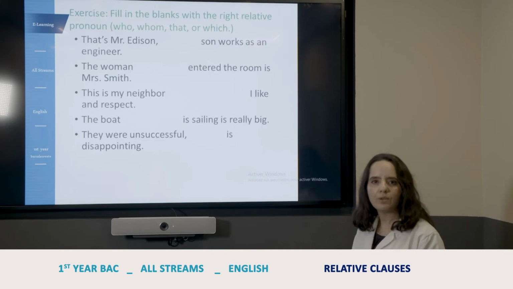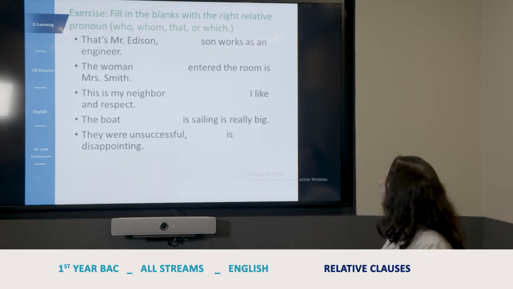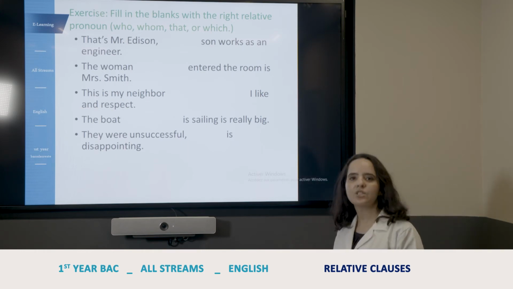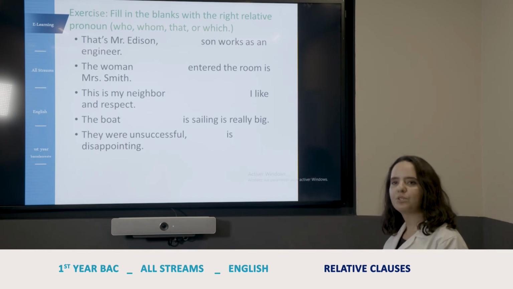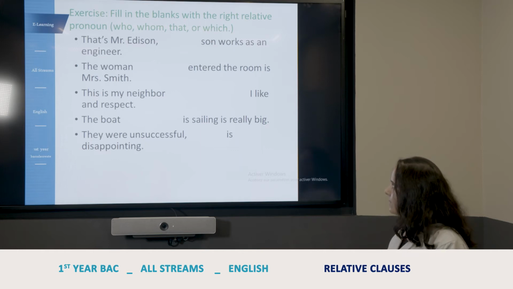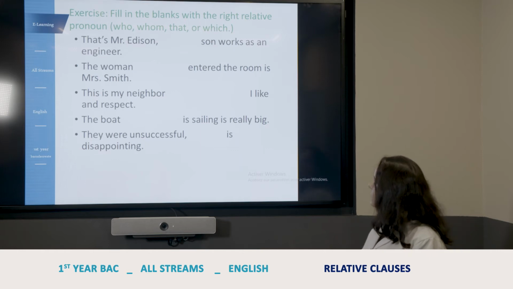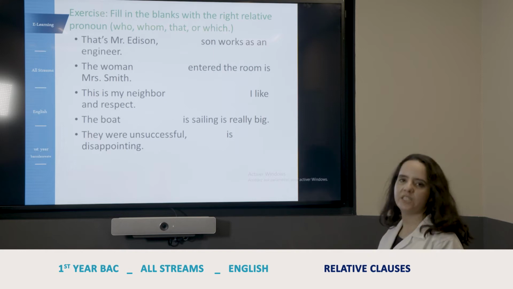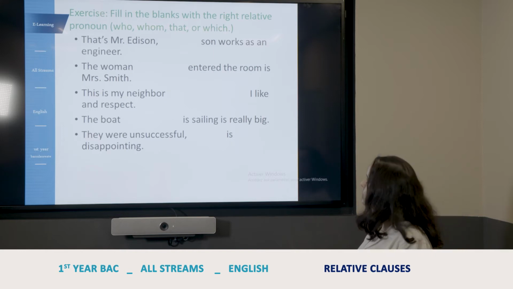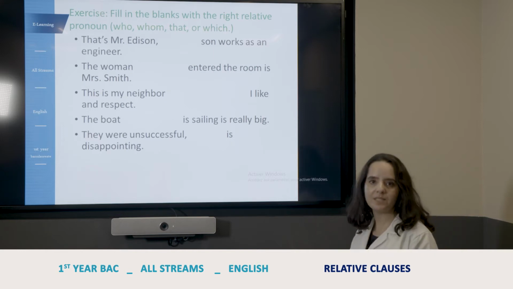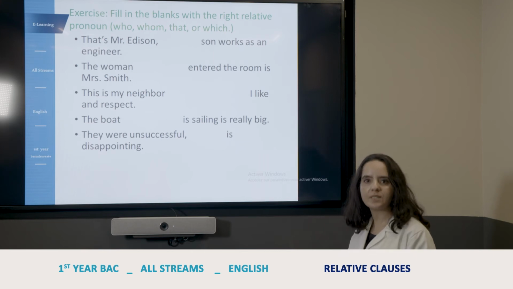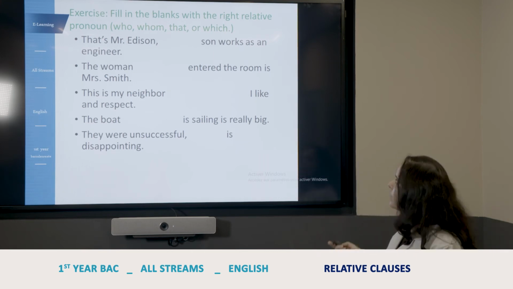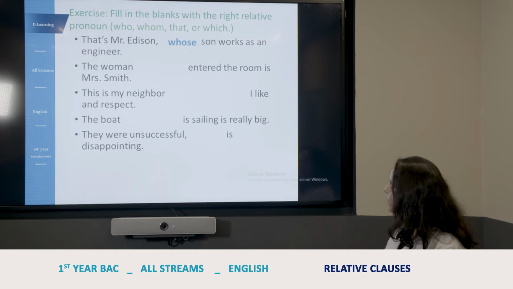Now let's do the following exercise. I'd like you to fill in the blanks with the right relative pronoun. Who, that, or which. Let's start with the first sentence. That's Mr. Edison. Whose son works as an engineer. So here we're talking about the son of Mr. Edison. So we need a possessive relative pronoun. So the right answer is whose.